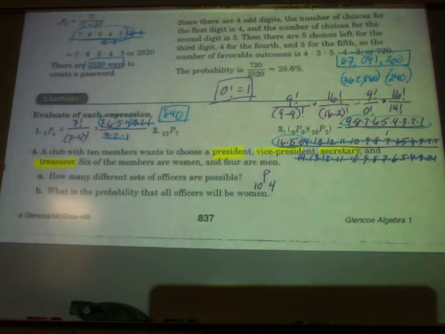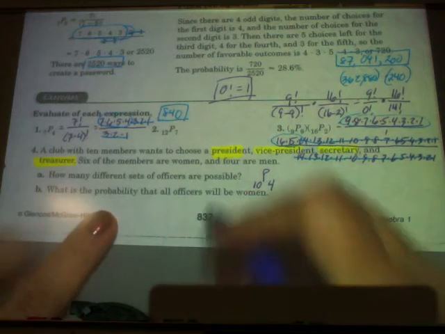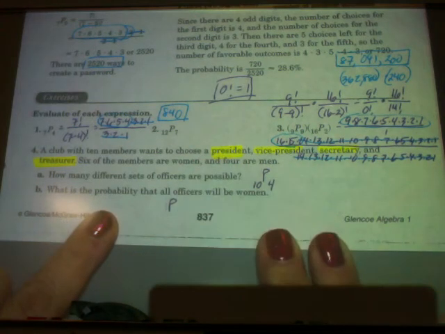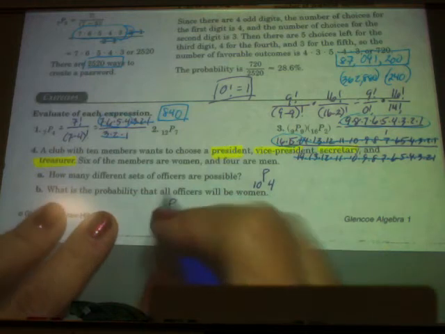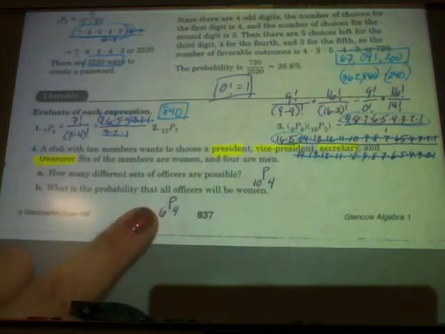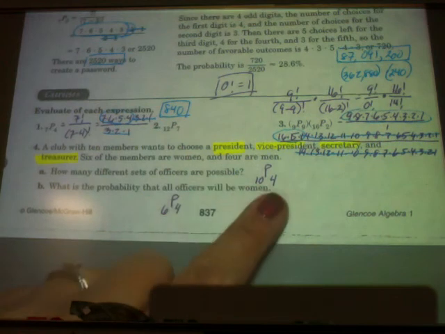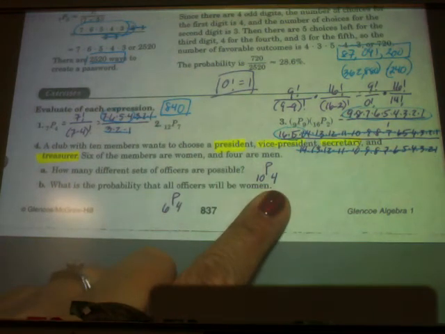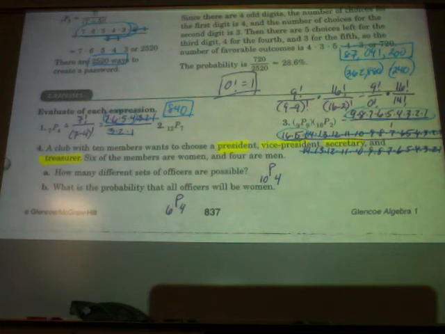And then we'd have to figure out what is the probability that all officers will be women. How many women do we have total? 6 of the members are women and 4 are men. So for that permutation, if we're only choosing women, how many do we have to choose from? 6. How many are we choosing? 4. So once we had this answer, wouldn't we take this, because this would be our favorable, and divide it by that, our total possible? I'm not going to make you do that, but I wanted you to set up those permutations.